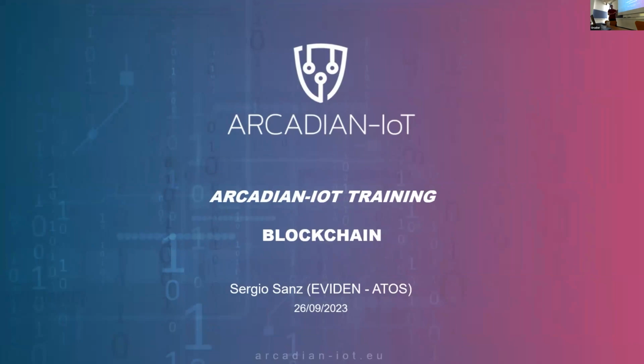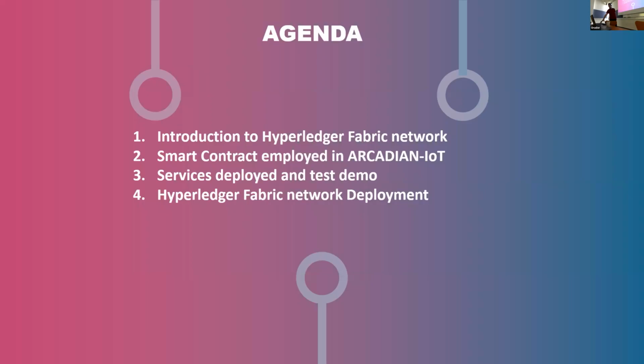I'm going to do the training on blockchain. The steps are going to be an introduction to Hyperledger Fabric network. I think all of us are familiarized with it. The second one is the smart contract employed on ARCADIAN-IoT. Later, we will see the service deployed and the test, and we will perform a test demo. And after that, we will have the training session on deploying the Hyperledger Fabric network.